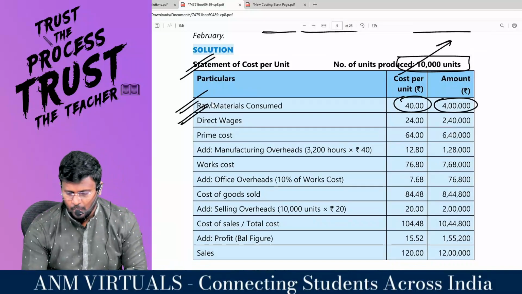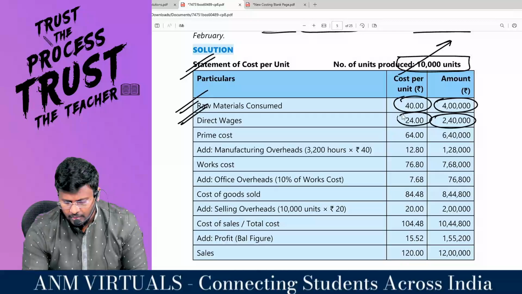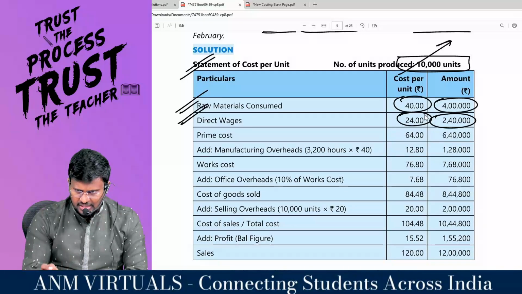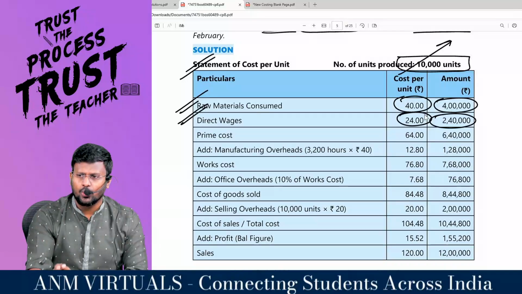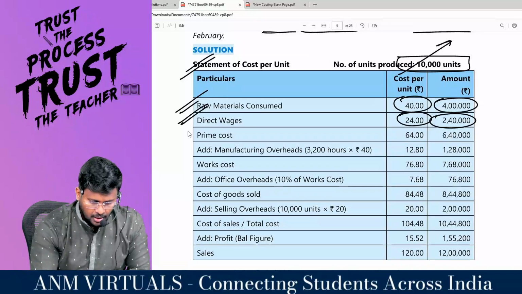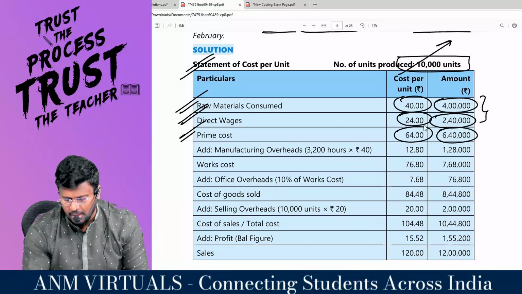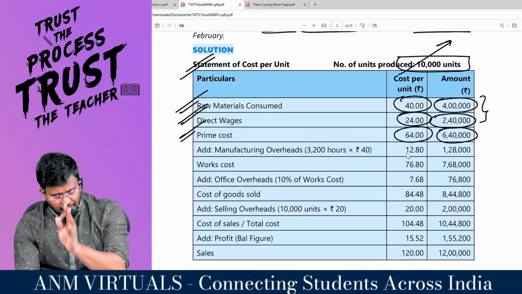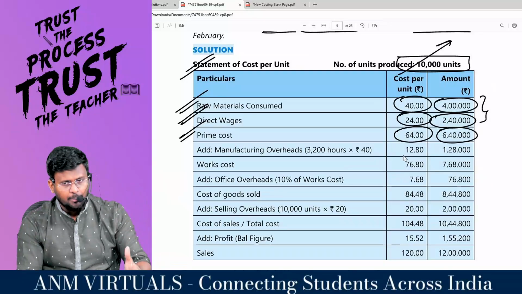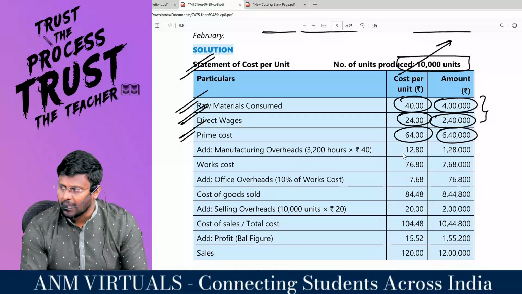Direct wages. What is the total direct wages paid? That is for how many units? So the interpretation is, if you take the first unit or the last unit, the cost per labour unit will be 24. So you will get the prime cost. Prime cost comes to 6,40,000, which is 64 per unit. You manufacture the first product, the middle product, or the last product, the cost per unit will be 64. The prime cost will be 64.